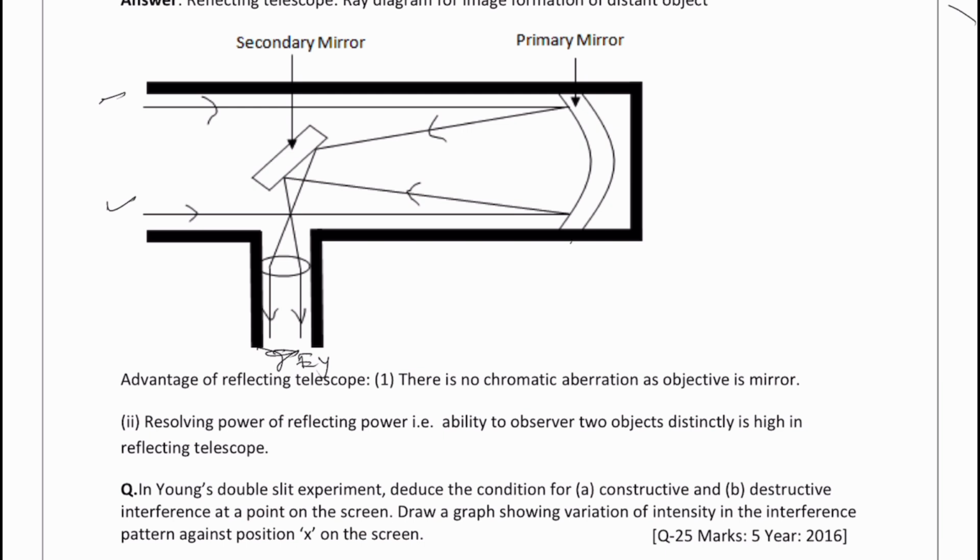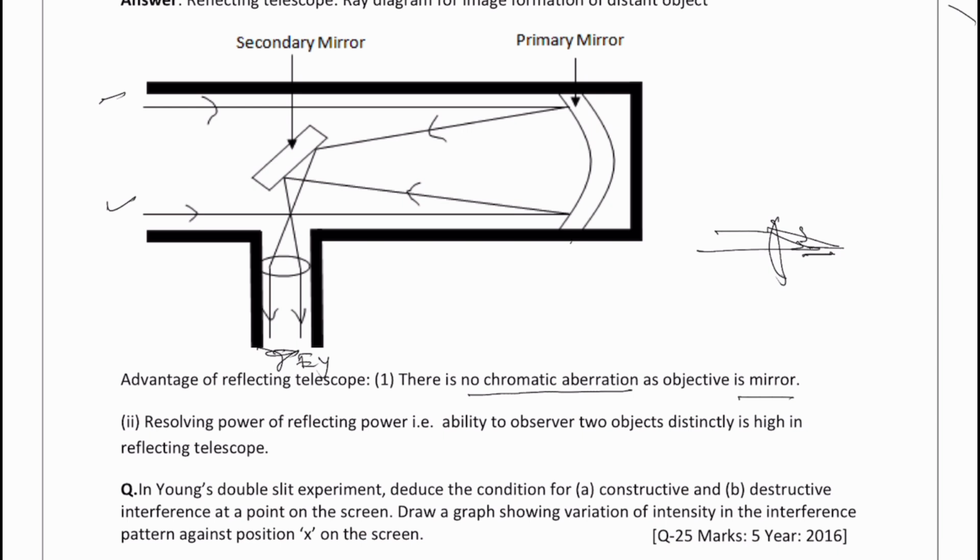So what is the advantage of the reflecting telescope? There is no chromatic aberration. Chromatic aberration means, because the lens behaves like a prism, it produces dispersion. So the spreading of colors because of refraction is called chromatic aberration. So there is no chromatic aberration as the objective is a mirror.